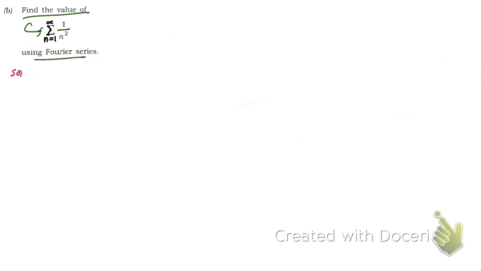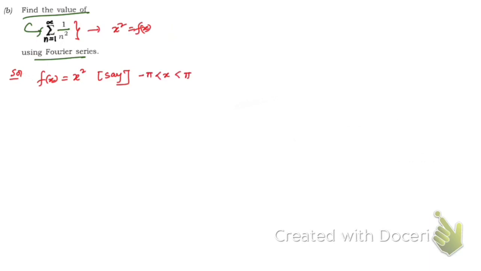So solution: suppose we have a function. As we are taking here 1 by n square, let us have a function x square as f of x. So f of x is equal to x square, right? Now, let me take the Fourier series in the interval minus pi to plus pi.